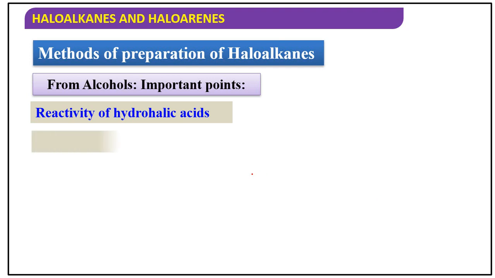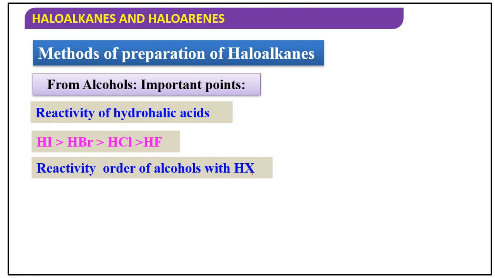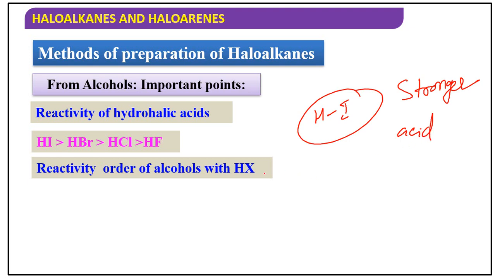Reactivity order of these acids: HI, HBr, HCl, HF. HI is highly reactive compared to HF. Why? We know that HI is a stronger acid than HF. In this reaction, with RCH2OH, the first step is protonation, which means the acid must donate H plus ion easily. That influences this reaction most. So HI is a strong acid, so obviously a strong reaction means highly reactive. This is the main reason.